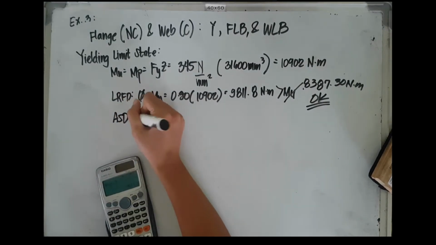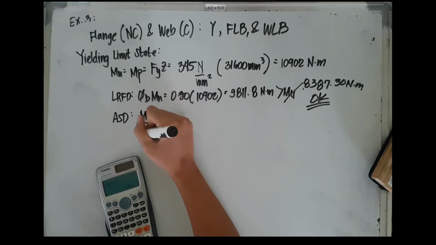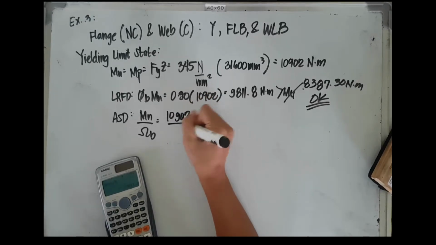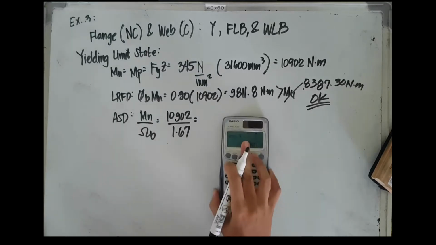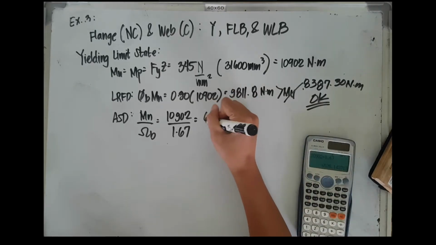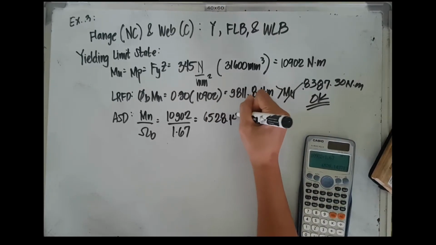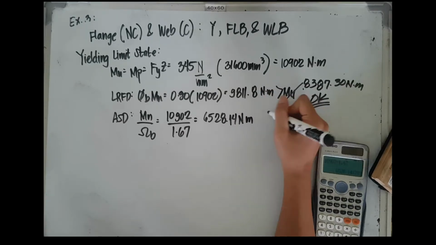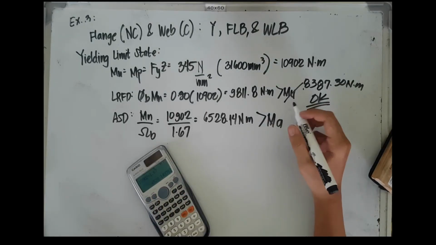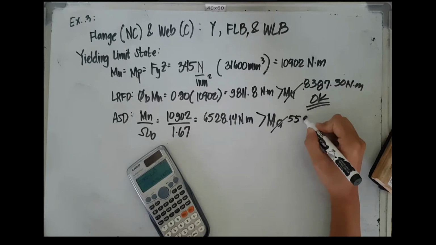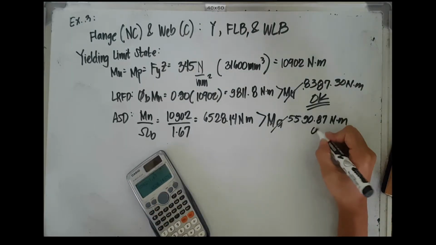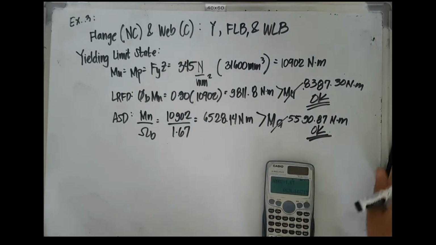And for ASD, we will just divide it by our safety factor for flexure, which is 1.67. Therefore, it is equal to 6,528.14 Newton meter, and it is greater than our required flexural strength for ASD, which is only 5,590.87. Therefore, it is okay. Next is the flange local buckling limit state.